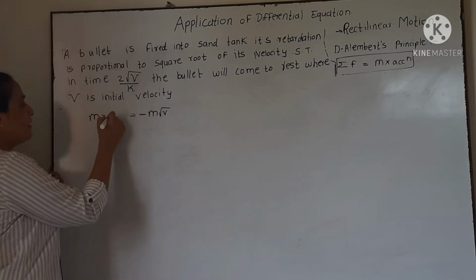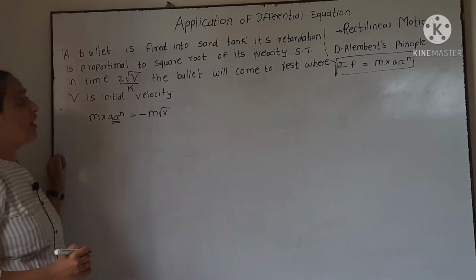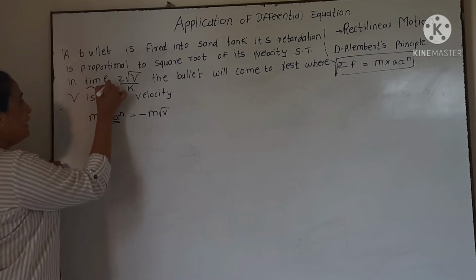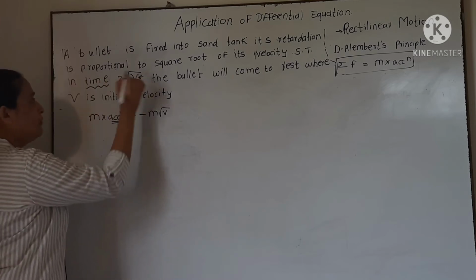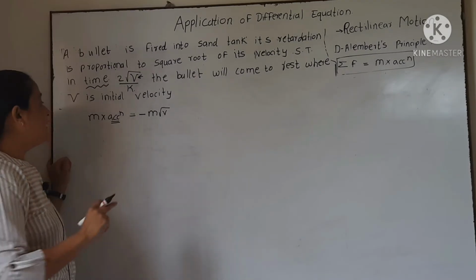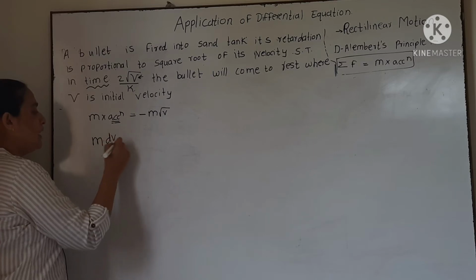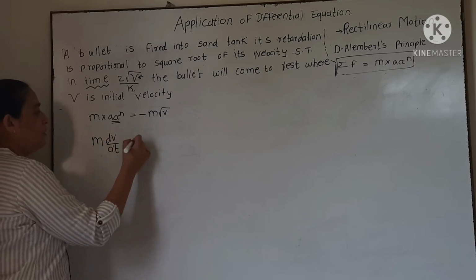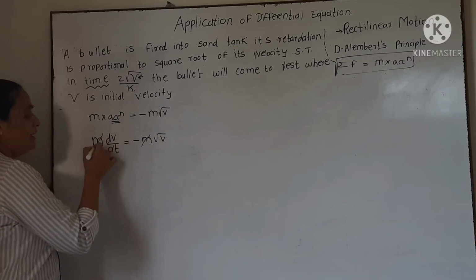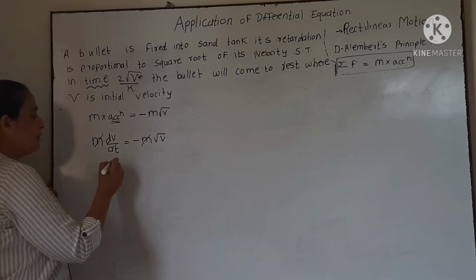Mass into acceleration. Then the question arises, what expression will we consider for acceleration? If you see here, we want the relation between time, that means t, in terms of velocity. So we want the relation between v and t. So we will consider acceleration as m into dv by dt equal to minus m root v. m will get cancelled on both sides. We can convert this into variable separable form.